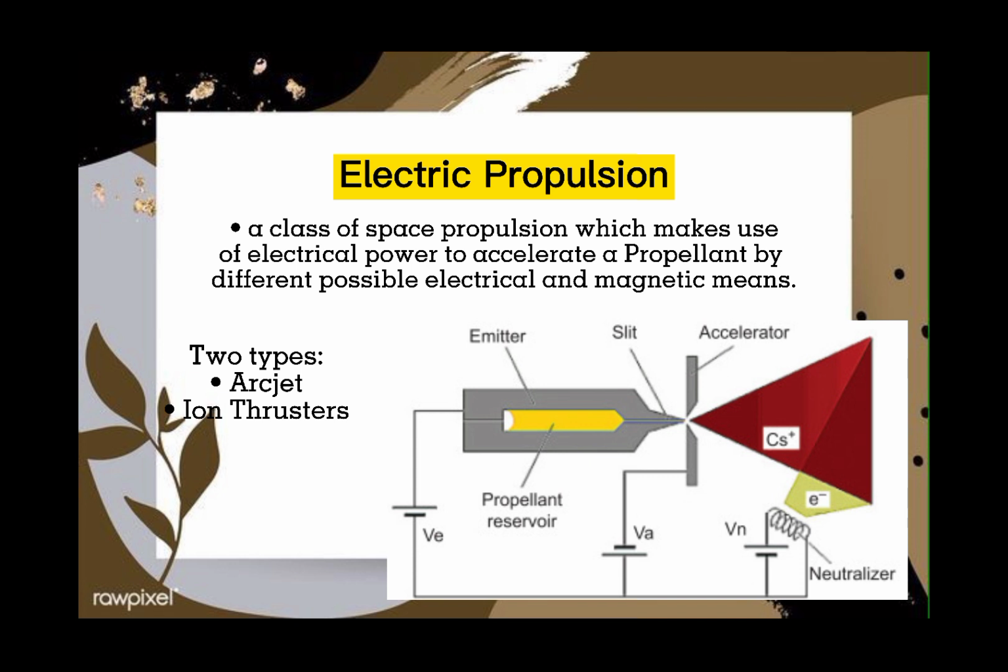And there are two types of electric propulsion, the arc jet and the ion thrusters. In arc jet, electricity is used to superheat the gases, while in the ion thrusters, ionized or charged atoms are accelerated through an electromagnetic field. That is all about the types of rocket engines.